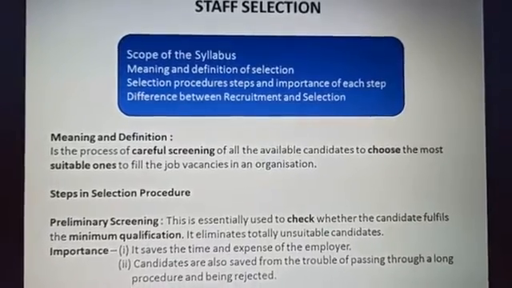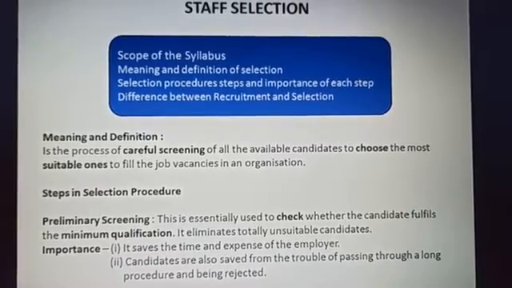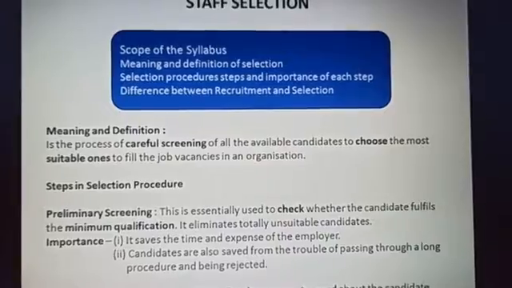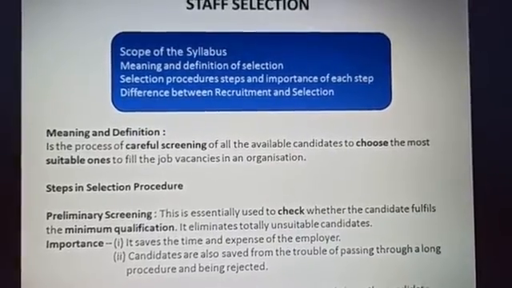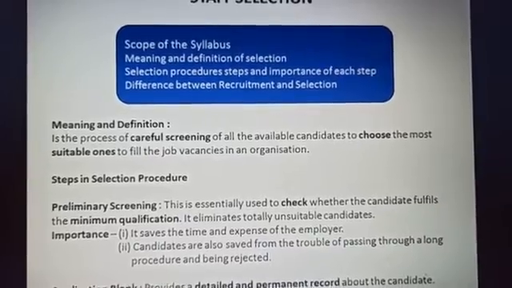Good morning, students. Today we are going to take up the fourth chapter of BST Class 12, that is Staff Selection. Before we proceed with the discussion on staff selection, let us look at the scope of the syllabus.